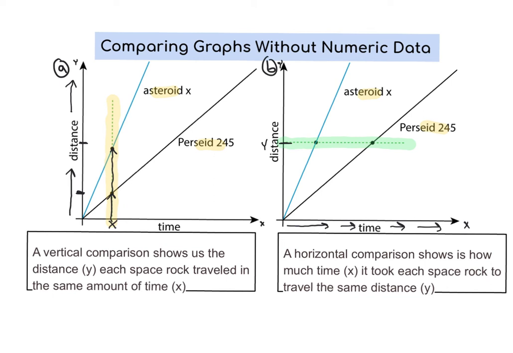Therefore, for this distance y, if this were a race, our asteroid X would be the first to hit that distance y. And it would take more than double the amount of time for the Perseid 245 to reach that same distance. Those are two ways that we can justify that asteroid X is traveling faster.